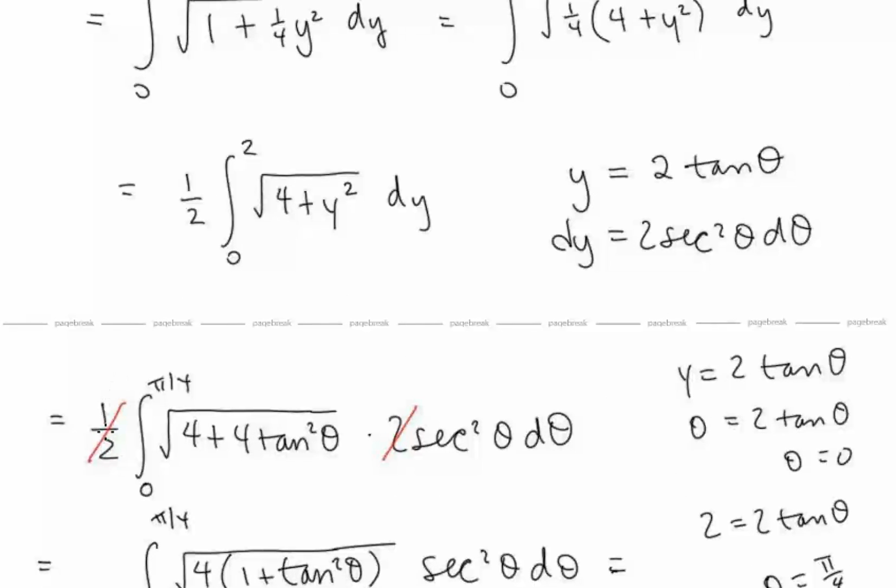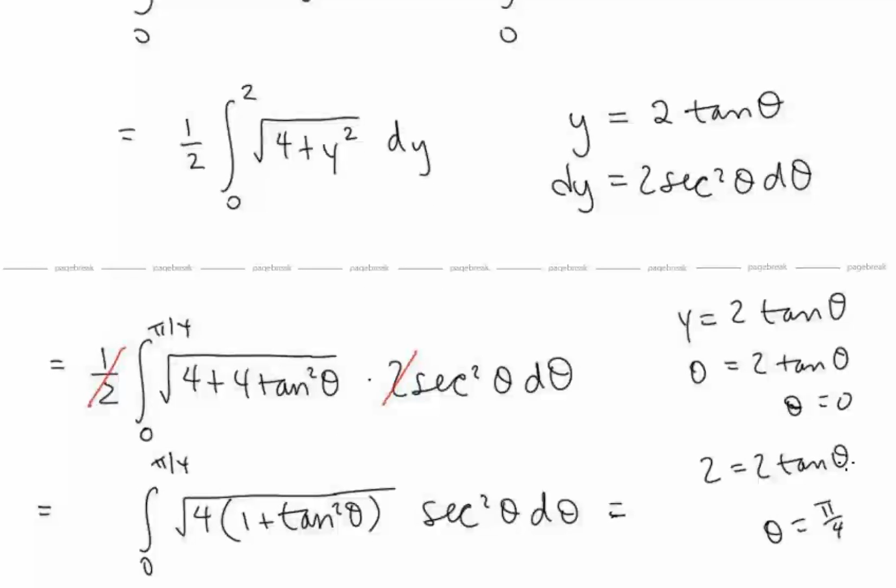And so we have 1/2 on the outside, we have radical 4 plus, and now y squared is going to be 4 tan squared theta. And dy is going to be 2 secant squared theta d theta. And notice the bounds on our integral have changed as well now that we're in theta. If y is equal to 0, 0 is equal to 2 tan theta, that means tan theta must equal 0, and so theta is equal to 0 in that case. And then for y is equal to 2, 2 is equal to 2 tan theta, that means tan theta is equal to 1, and so theta must be pi over 4. So the bounds on our new integral are 0 and pi over 4.